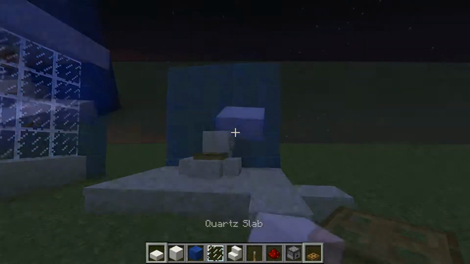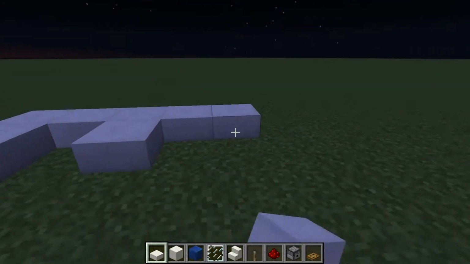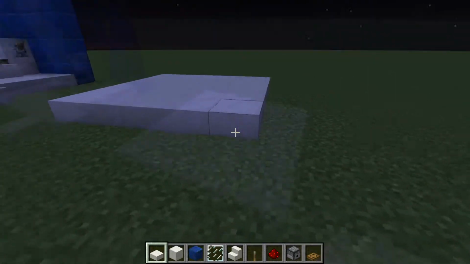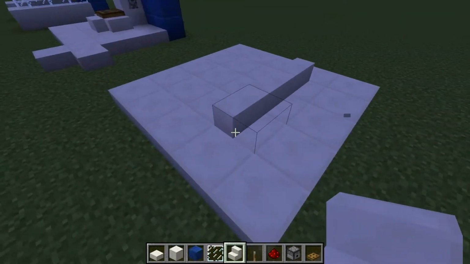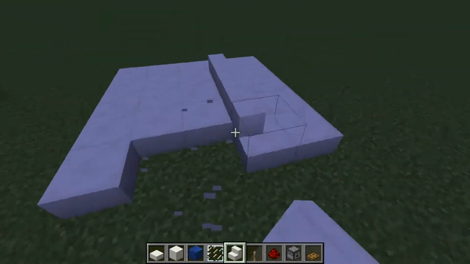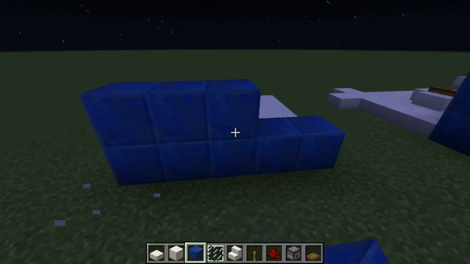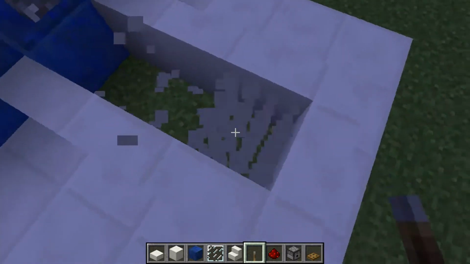Next, I'm going to show you how to make a working bathtub. For the purposes of this tutorial, I'm using a 5x5 half slab platform to represent the floor. And like you did with the toilet bowl before, you're going to want to create a bit of a lip around to represent the bathtub itself. Using the lapis lazuli blocks, I put in the back wall and I put the faucet directly above the bathtub.